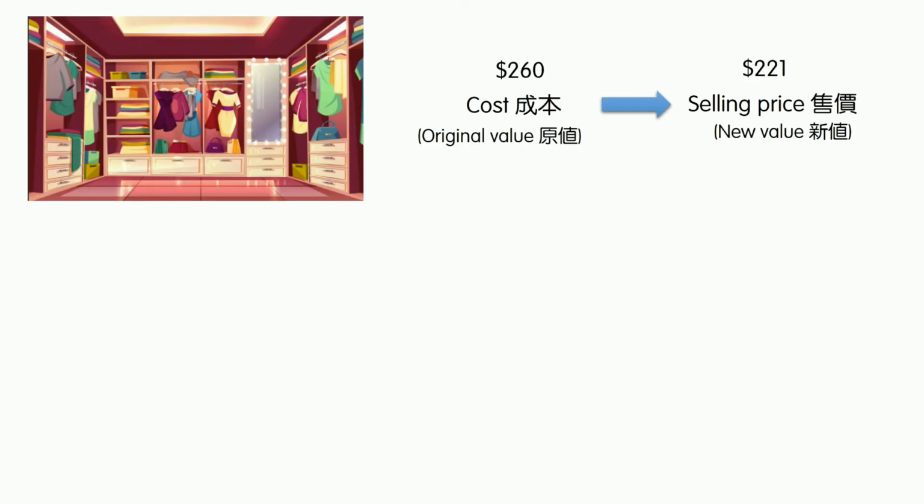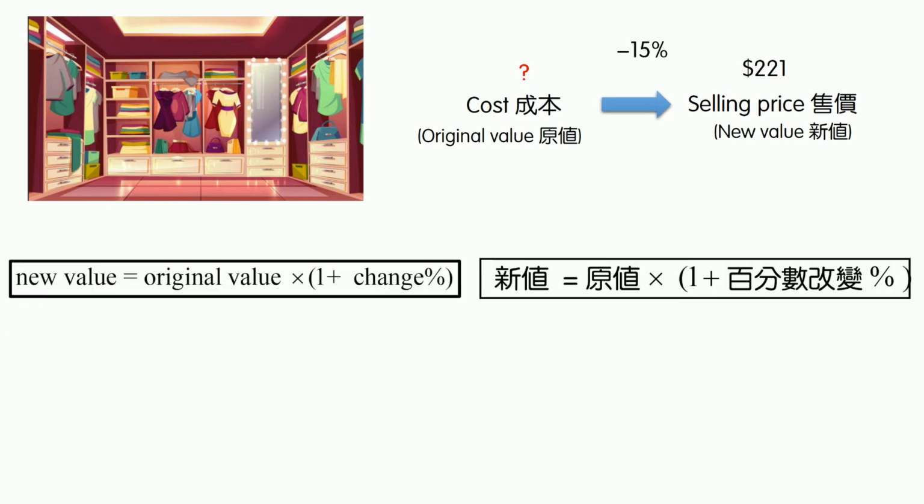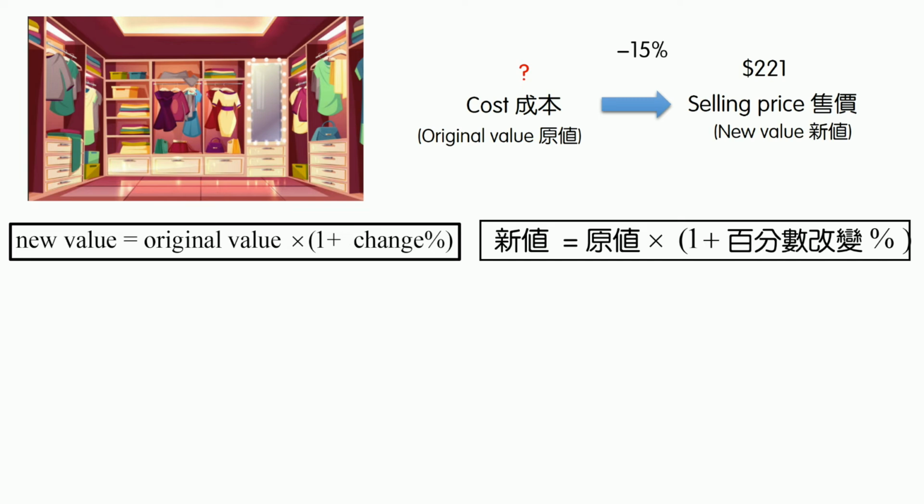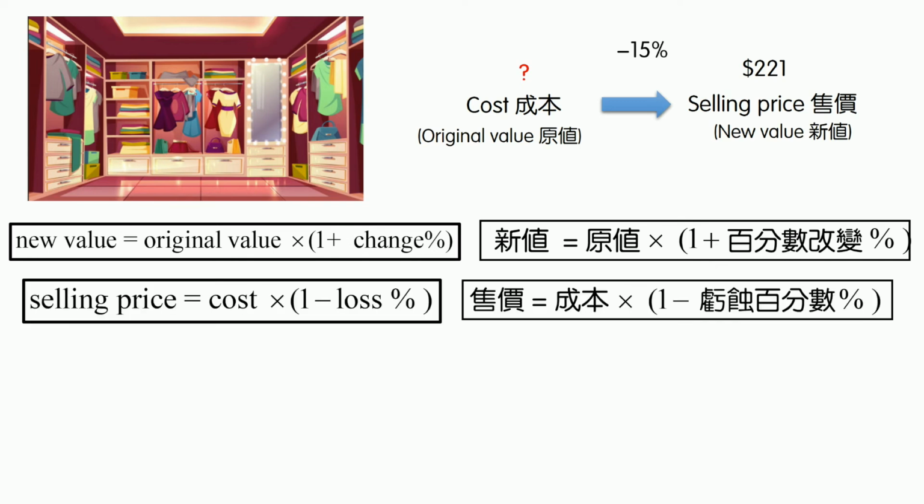Same question, but we take away the $260 cost and only give you the loss percentage. Can you calculate the cost? Of course it is possible, using the formula that we have learned. We now plug in the numbers. The cost is the original value, the selling price is the new value, and now we're using the loss percentage, so then we use negative 15%.